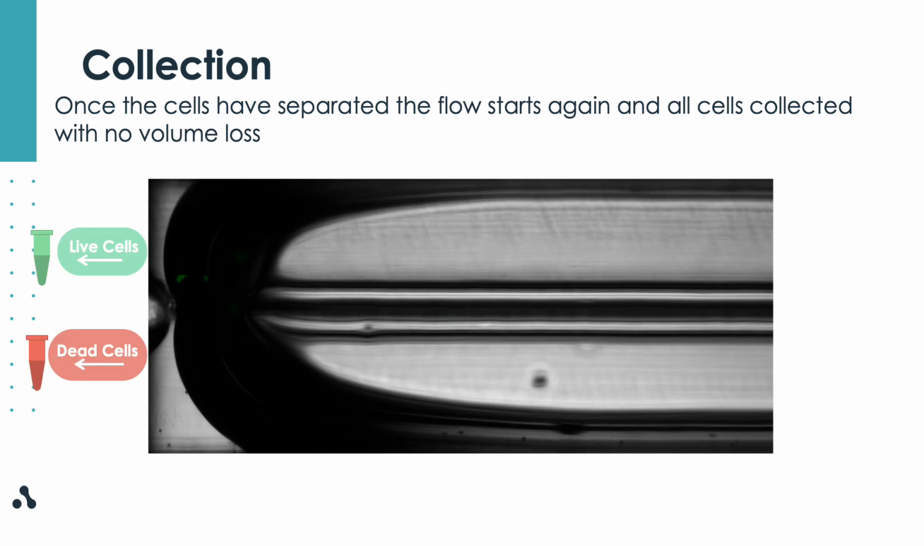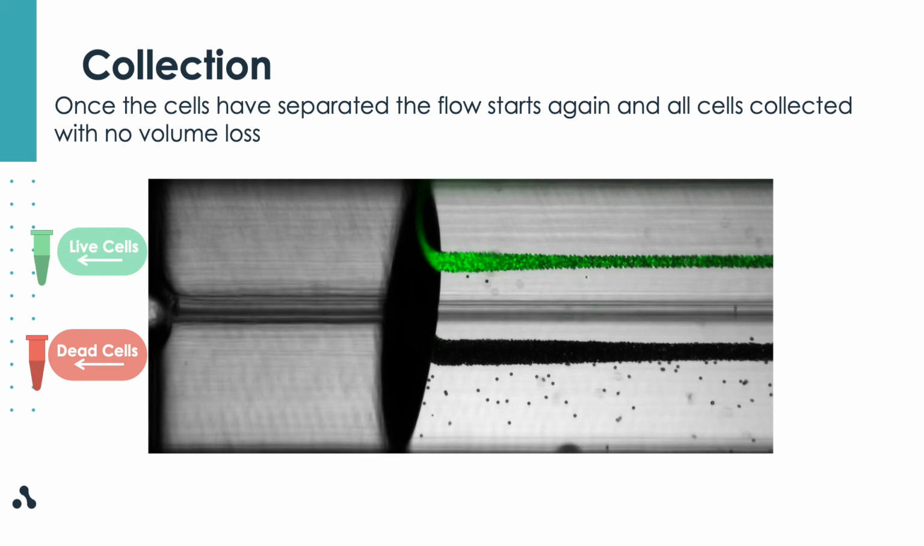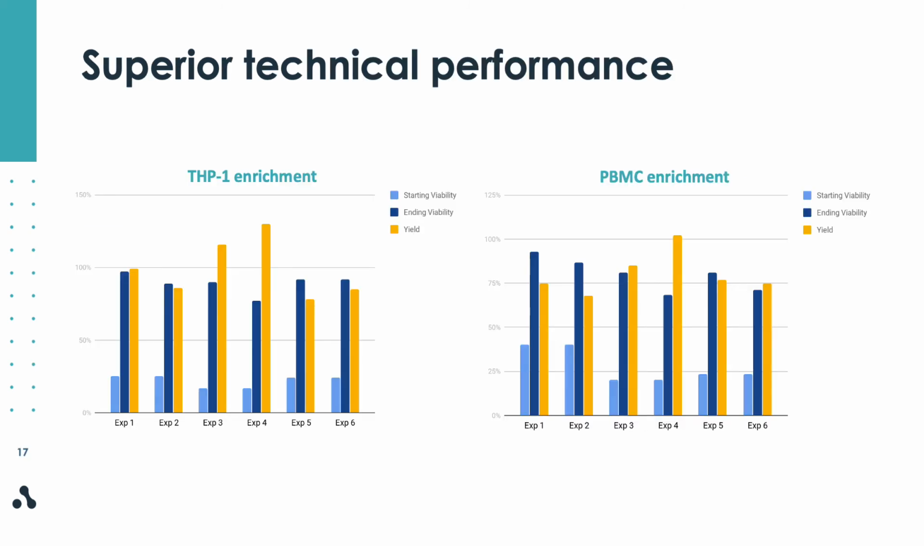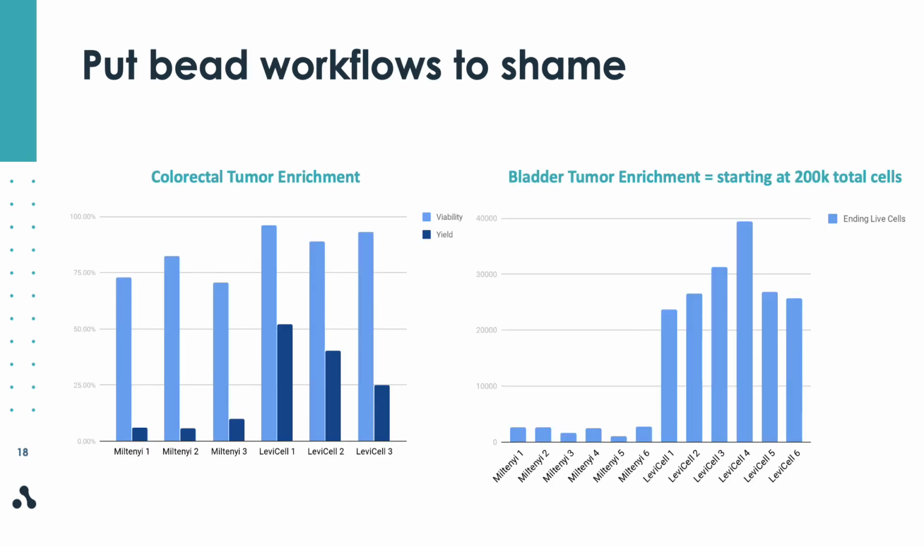For simplicity's sake, we'll start with some very simple cell types, THP1s and PBMCs. And again, this is run-to-run reproducibility. We're starting from about 30% viability and about 40% viability for PBMCs, and are able to enrich to almost 90%. And again, as in the previous example, the yield is variable, and is variable because we are manually staining and counting the cells for collection, which means there is quite a bit of error in terms of manually counting and staining. I also mentioned that we'll be doing some comparison to the Miltenyi workflows.